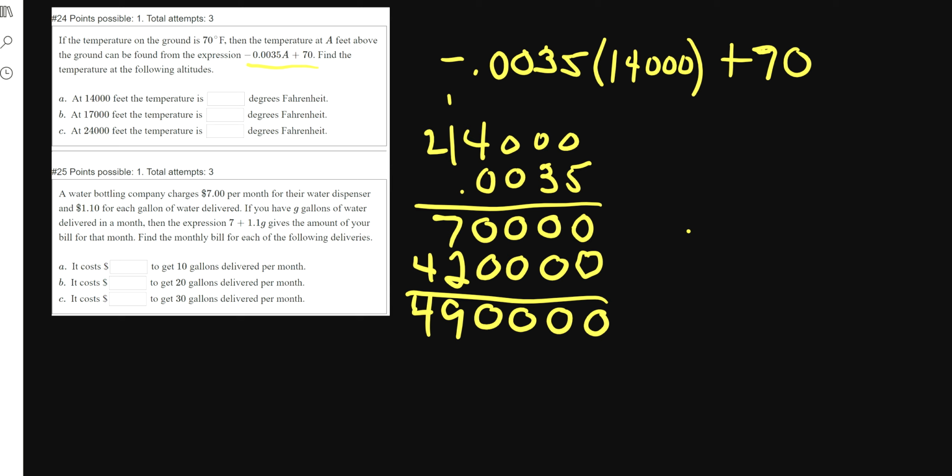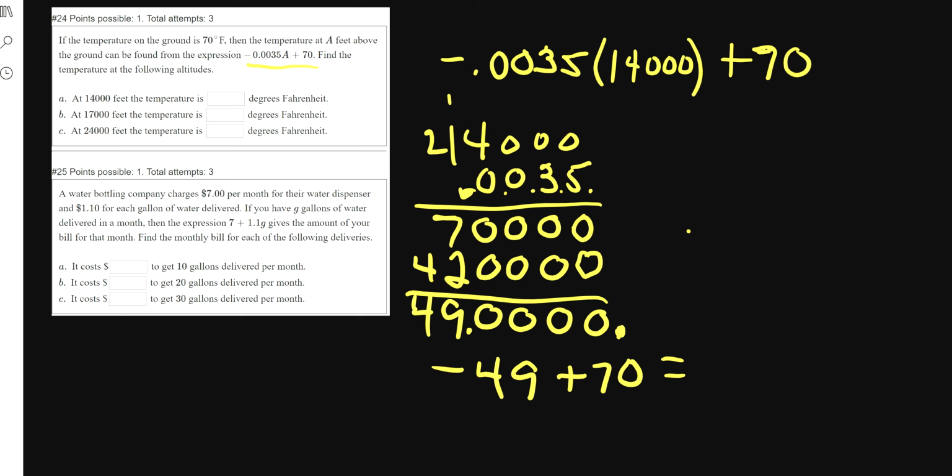490,000, but I've got to move my decimal now because this is 0.0035. That determines how many place value columns I move in from the end of 490,000. So this will take me 1, 2, 3, 4 to get to the end of that 35. And so I'm going to move this decimal 4 to the left. 1, 2, 3, 4. That makes this number, without these zeros, just 49. Then all I have to do is add the 70, and I get my answer, except one thing.